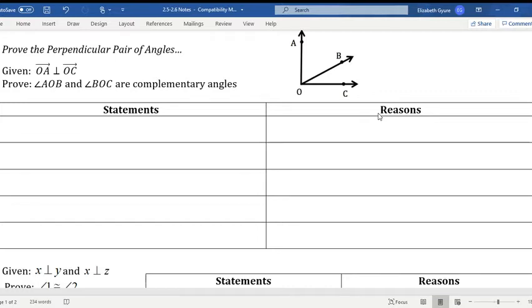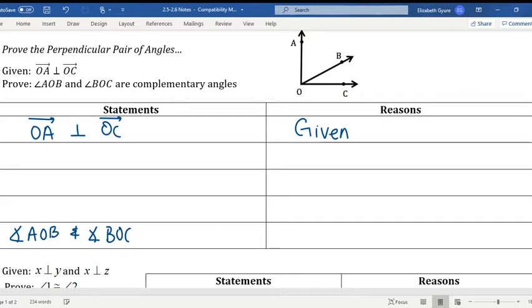So let's put our first statement. We have ray OA is perpendicular to ray OC. That is our given. And when I provide you with a table like this, you kind of know how many steps are going to happen. Sometimes there's more than one good way to write a proof, and maybe you use more lines, maybe you use one less line or something. But this kind of gives you some guidance, okay? So I'm also going to go ahead and put in my proof. That's a freebie. I know I want to end up at angle AOB and angle BOC being complementary.